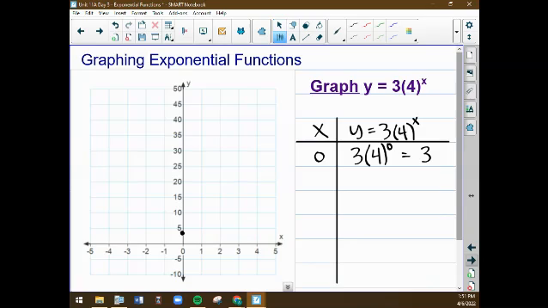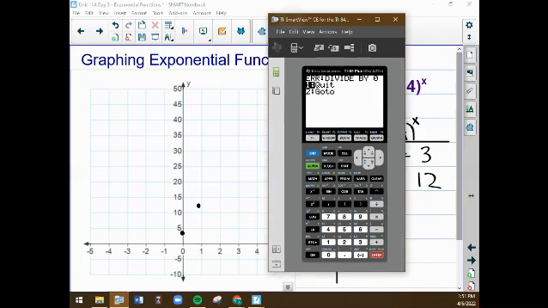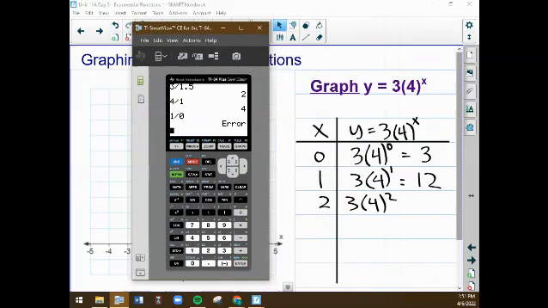Next, I'll plug in 1. So 3 times 4 to the first. 4 to the first is 4, and 3 times 4 is 12. Okay, so if 10 is there, we'll just estimate 12 is right there. I plug in 3. Oops, I missed 2. Plug in 2. 3 times 4 squared. I can type this one into my calculator. 3 times 4 squared is 48.